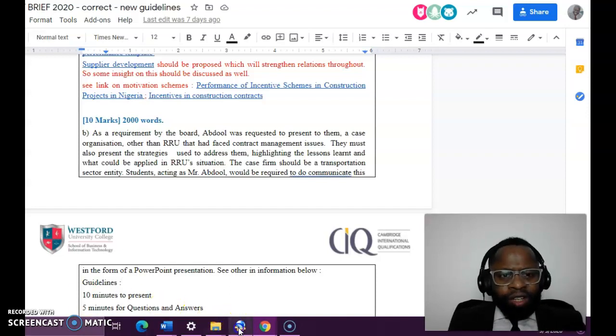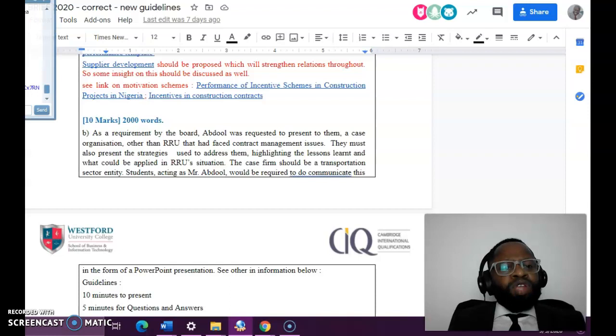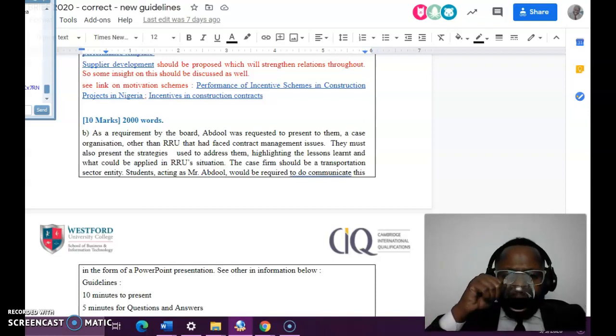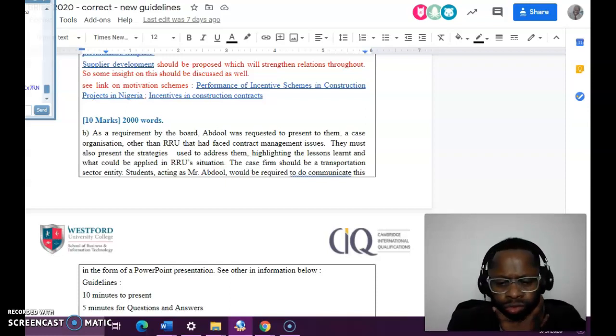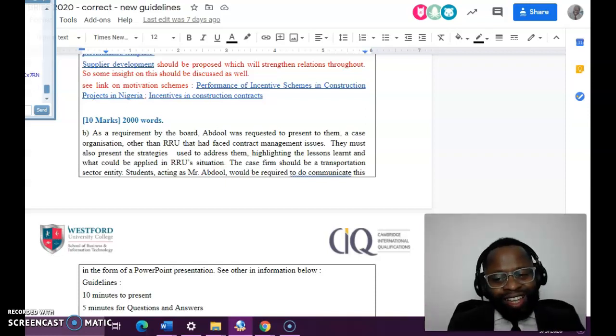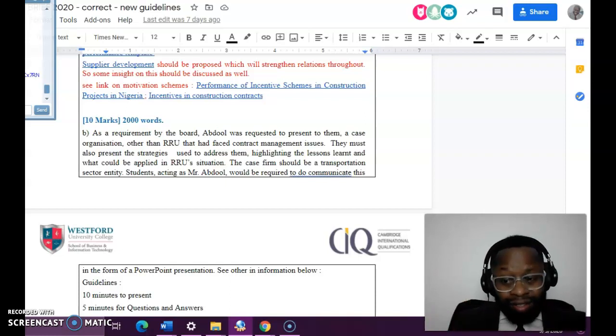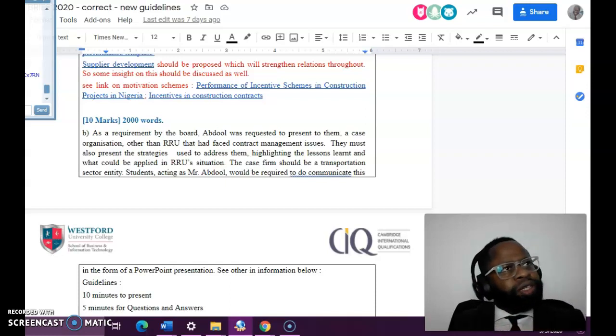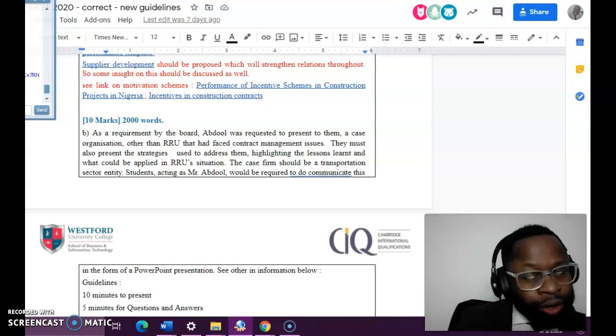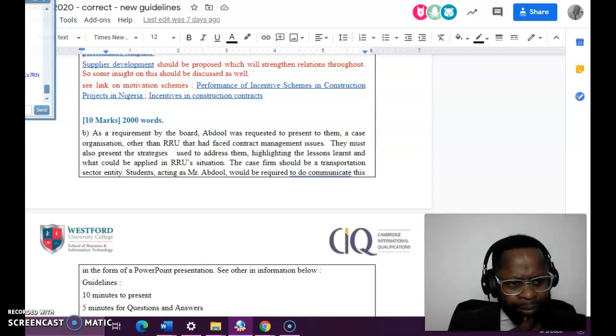And identifying some takeaways and applying it to RRU. Let me see if you all are with me on that. All right. So in a nutshell, Abdul Latif, what are you required to do? In a nutshell, what are we required to do? Yeah, but it's not just presenting a case, eh? It is not just about presenting a case. This is a real case you have to look for. You have to go do research. So you have to look for a case, not any case, but a case similar to RRU. In other words, it might be another railway company, but it must be a transportation company.